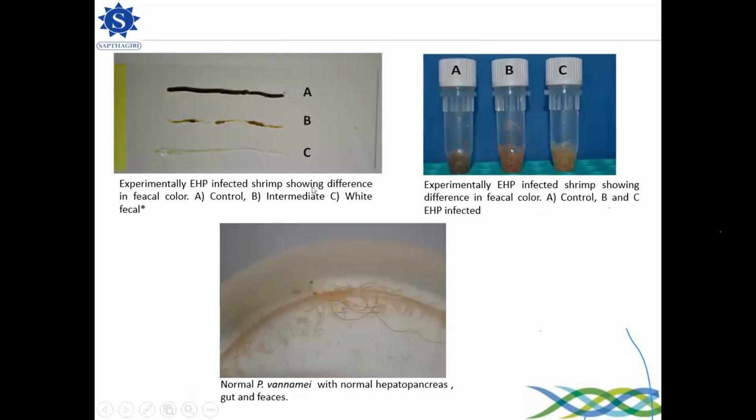This is the experimentally infected shrimp showing different fecal coloration. First one is without EHP infection, no color, and second, B, shows the intermediate infection, that means early stage of infection, and the clear white fecal.